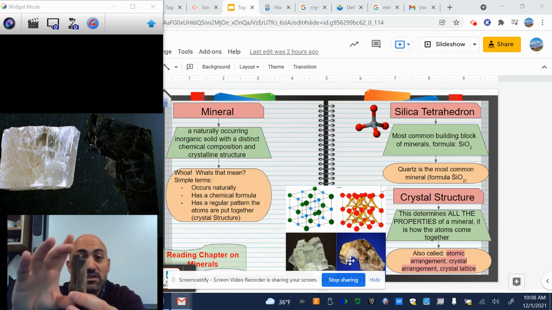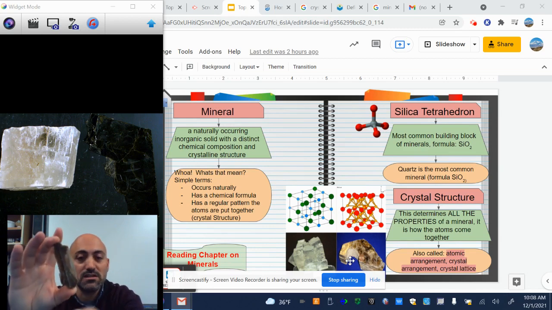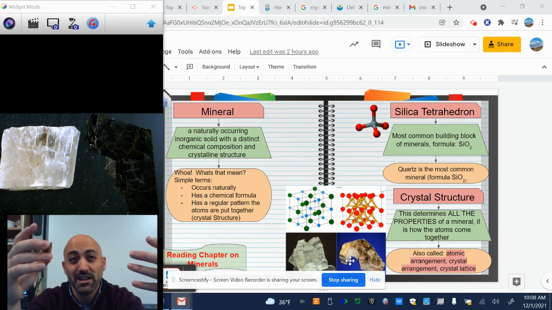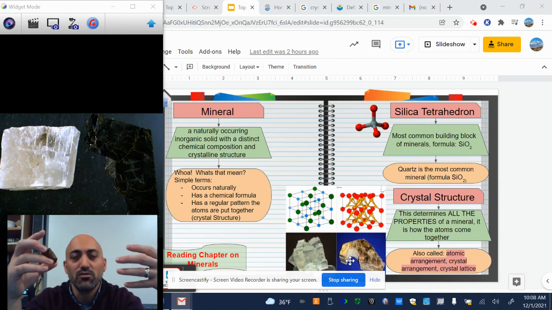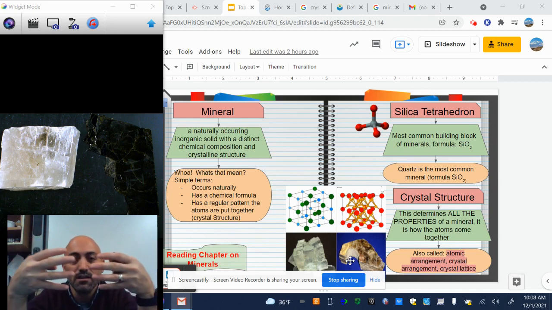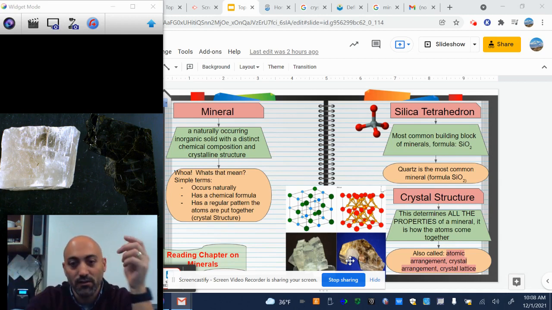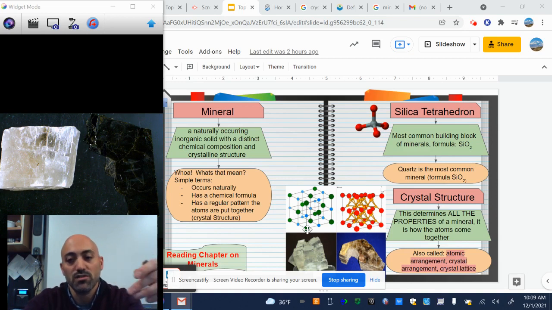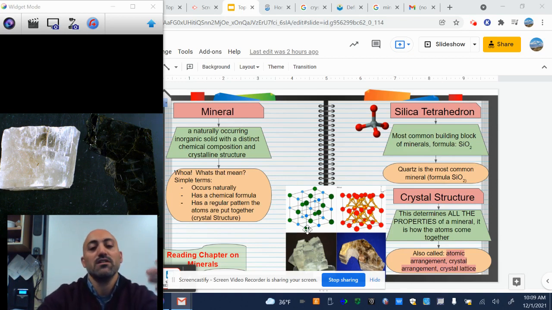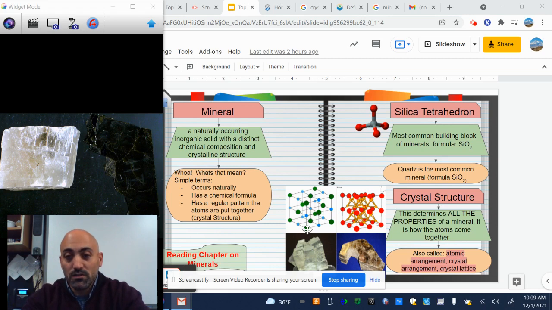They're inorganic. That means they didn't come from living things, and they have, this is the hardest thing to kind of wrap our brains around, they have a chemical formula. They have a way that the atoms come together. So you can see some drawings of that in the middle of the screen here. This one with the green and the blue, it looks like a cube. That's called its crystal structure, its atomic structure. That's what makes that mineral look and behave the way that it does. It gives the mineral all of its properties.